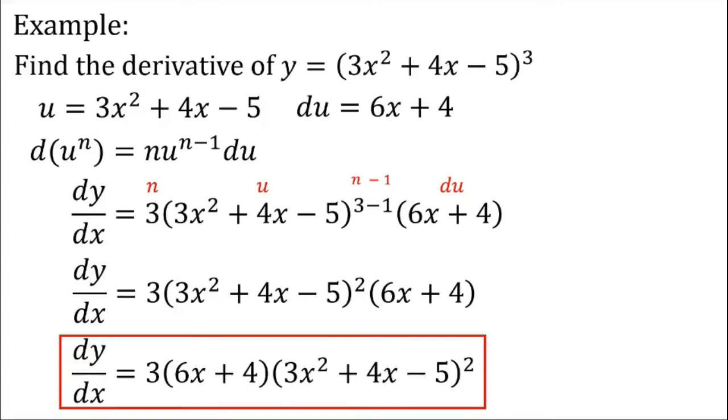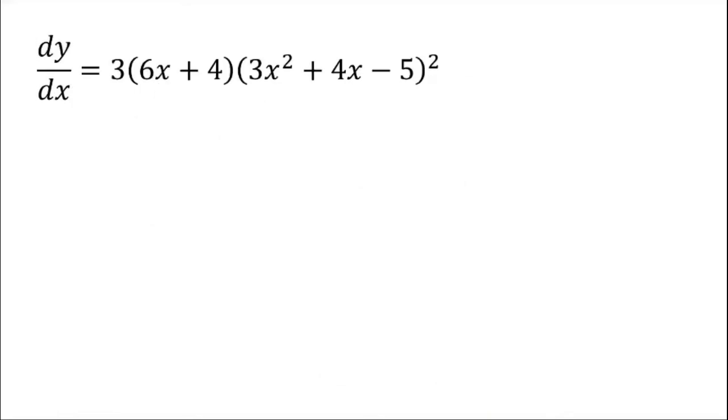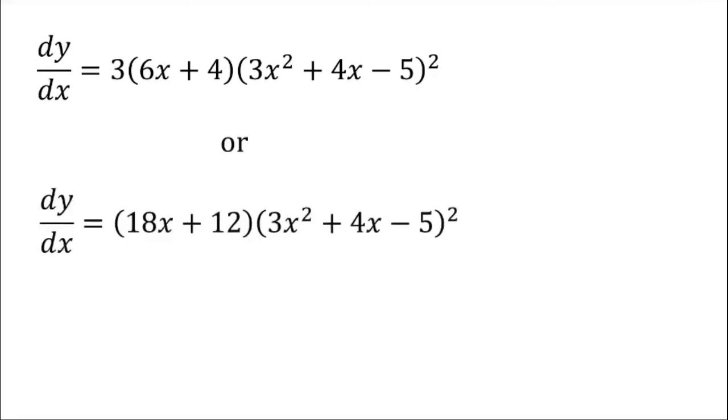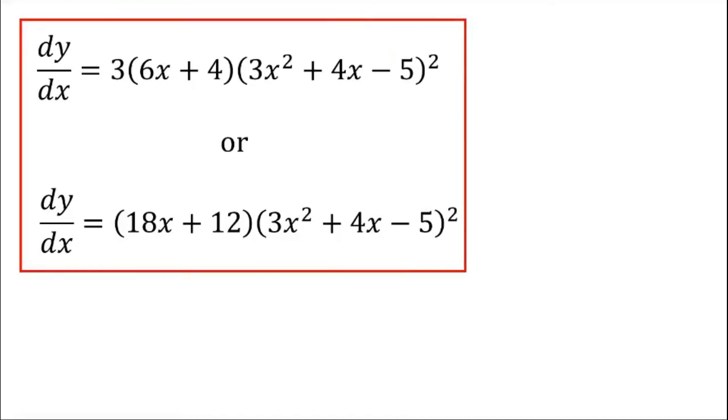So we can also write our answer in a different way. Our answer is dy over dx equals 3 times 6x plus 4 times 3x squared plus 4x minus 5 raised to 2. We can actually distribute 3. So it will become dy over dx equals 18x plus 12 times 3x squared plus 4x minus 5 raised to 2. Either is the correct answer.